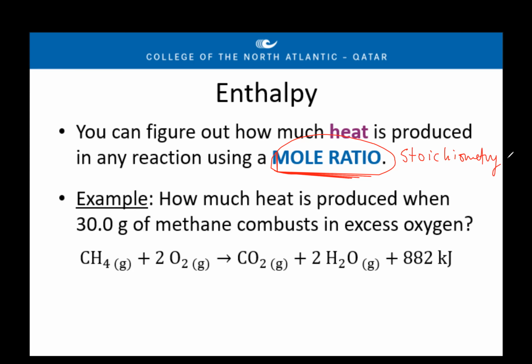So actually, I do have to do a little bit of work here, though. This is not the easiest example. It says, how much heat is produced when 30 grams of methane is combusted in excess oxygen? So, we don't have to worry about limiting reagents. That's a chemistry 1120 problem.